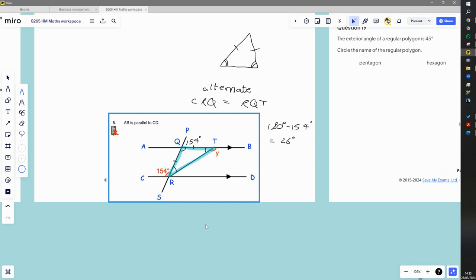And we can see that that 26 is going to be shared across these two angles. So therefore, they're going to be 13 degrees each. So that means that that's 13 degrees, and so is that. But the reason why it's important here is because we can see that this angle and angle Y are on a straight line. So now we can do another 180 minus 13 degrees. That's going to be equal to Y. So Y is therefore equal to 167 degrees.